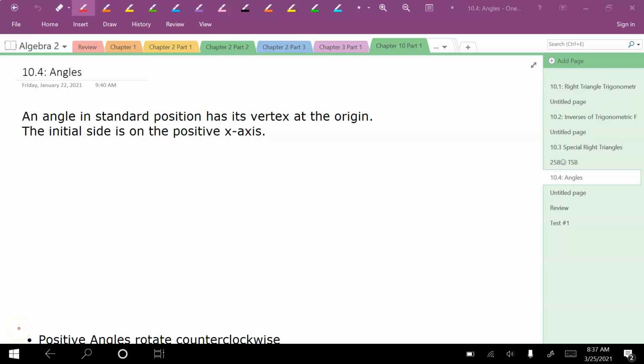Right, for section 4, we're going to be talking about angles, and I'm not talking about how to classify angles as acute, obtuse, and right. We probably already know how to do that because you have all had geometry already. What I'm going to talk about today is angles on the coordinate plane. So on that XY axis, how we can draw angles on there, whether they're positive or negative.